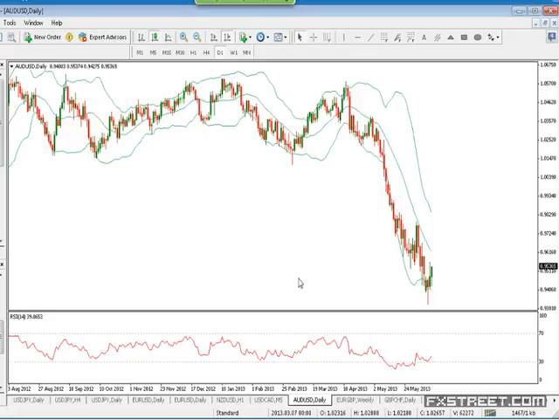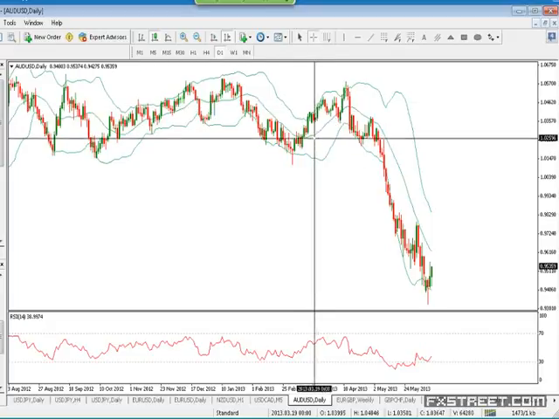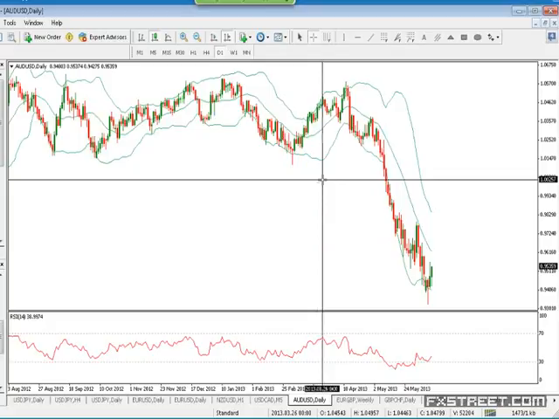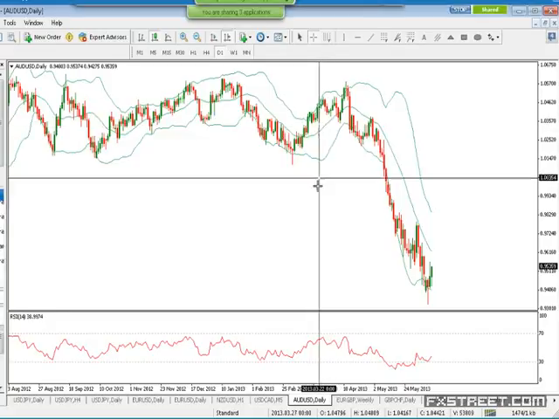Now Bollinger Bands comprise this one central moving average. The standard setting is 20. You have a central moving average of 20, and you have two bands with a standard deviation of 2 above and below, which forms the band. So the central one is a moving average and you have a band above and below.